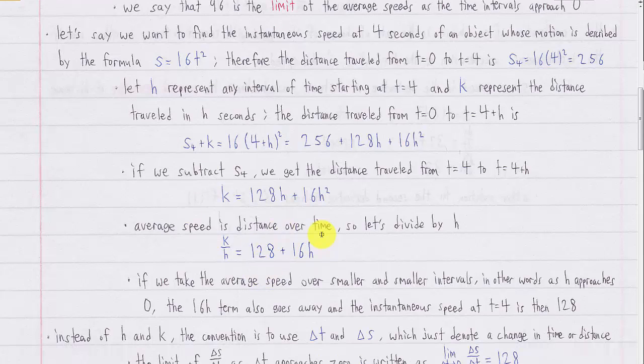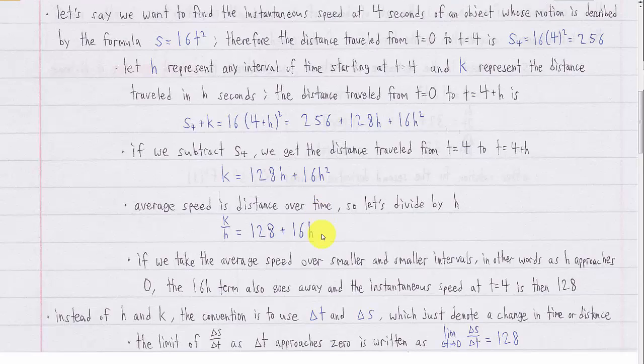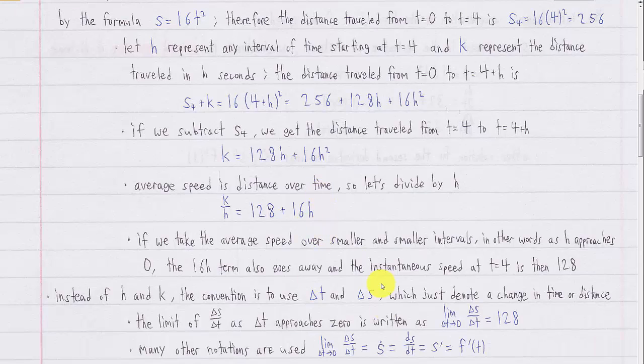In this example, we used the letters k and h, but most of the time you're going to use the delta notation. So instead of h and k, you're going to use delta t and delta s. The delta just means a change in some quantity. So delta t really just means some time interval, which is what h is, and delta s is the distance traveled in that time interval, delta t.